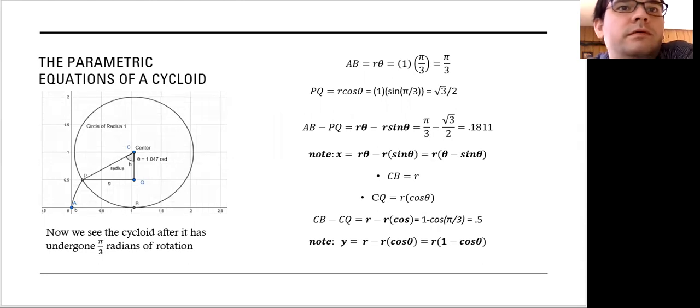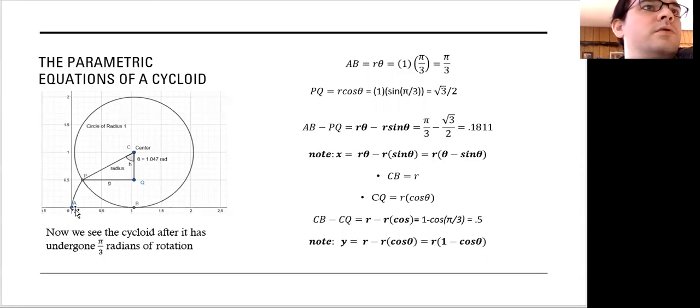Here we see the same circle of radius 1 having undergone a rotation of pi over 3, equal to 1/6 of a total rotation. We can see that x is roughly 0.2 looking at the graph and y is roughly 0.5, but we can figure those out exactly with trigonometry.